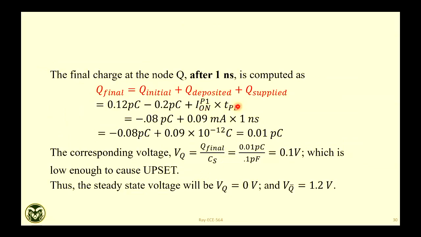So this is the charge we are collecting here: on current of the PMOS times propagation delay, and then your initial charge was 1.2 picocoulomb. You deposited minus this, so this is your total charge. Corresponding node voltage will be 0.1 volt, which is low enough to cause upset. This is the final voltage after your propagation delay. This 0.1 volt is lower than the threshold voltage of the transistor, so that means after the strike, there will be an upset.